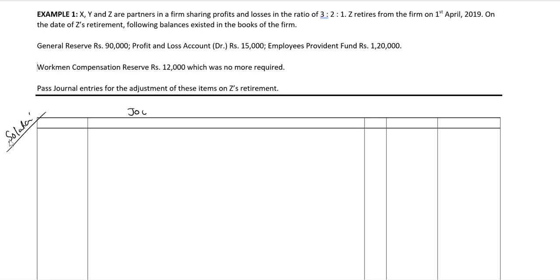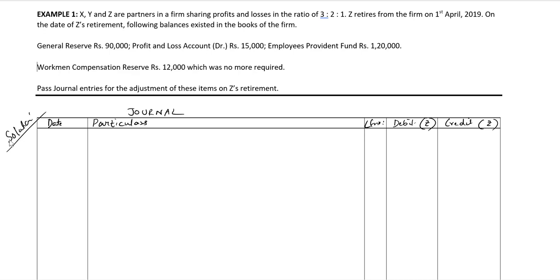Journal: date, particulars, LF number, debit rupees, and credit rupees.